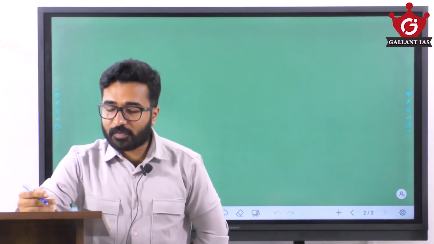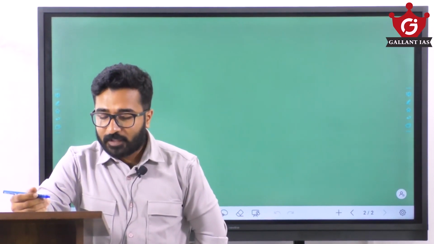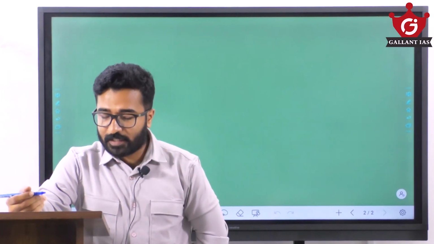Second question, which one of the following objectives are embodied in the preamble to the Constitution of India? So economic liberty is included or not? Not included. So 1, 3, 4 is the answer.